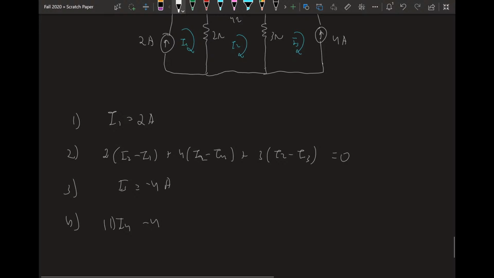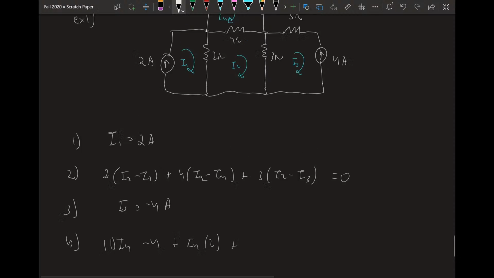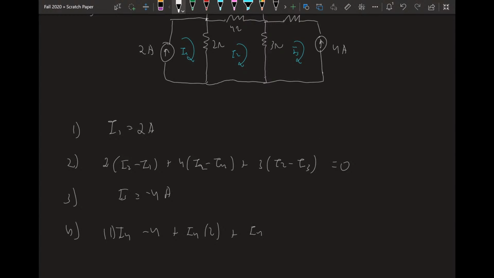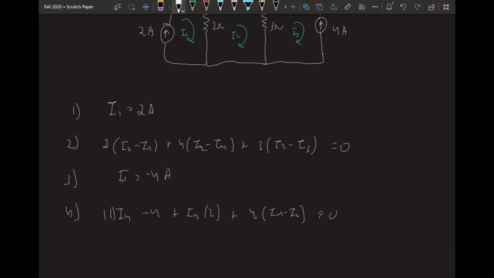Let's take that resistor into account now. Plus I4 times 2. And we have the 4 ohm resistor at the bottom. This time it's I4 minus I2 because we're looking at the mesh from I4's perspective. This equals 0.